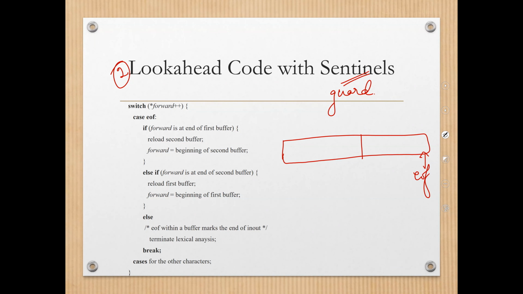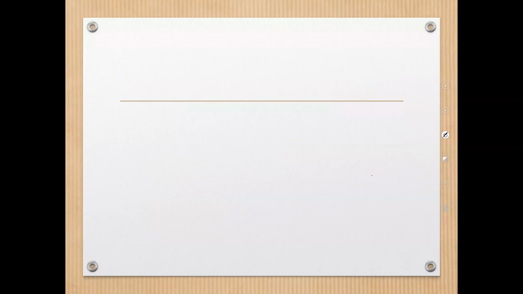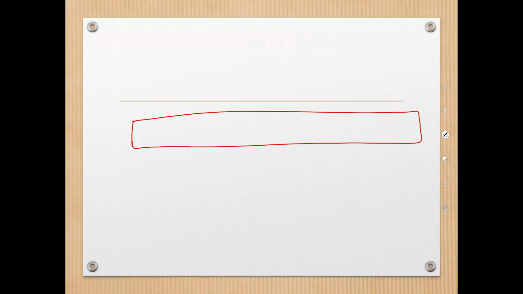Now, in look ahead code with sentinels, what happens? At each buffer half, you will be purposefully putting an end of file. Okay, so let's see how it happens. You will be having a buffer pair, divided into half. Let's take the same example, RAD is equal to 312.4.